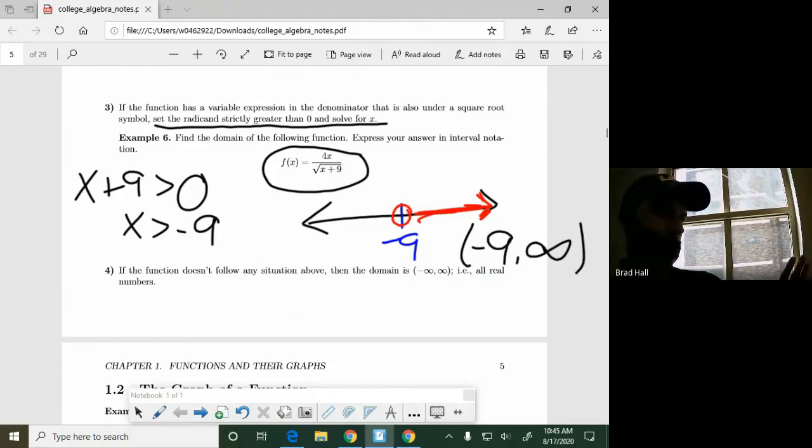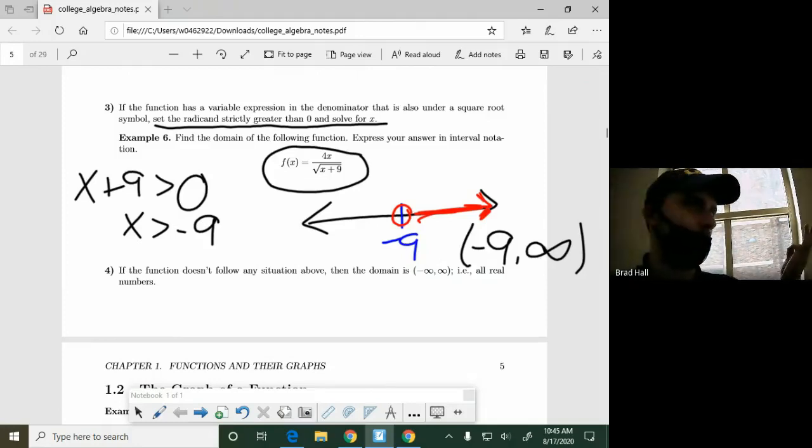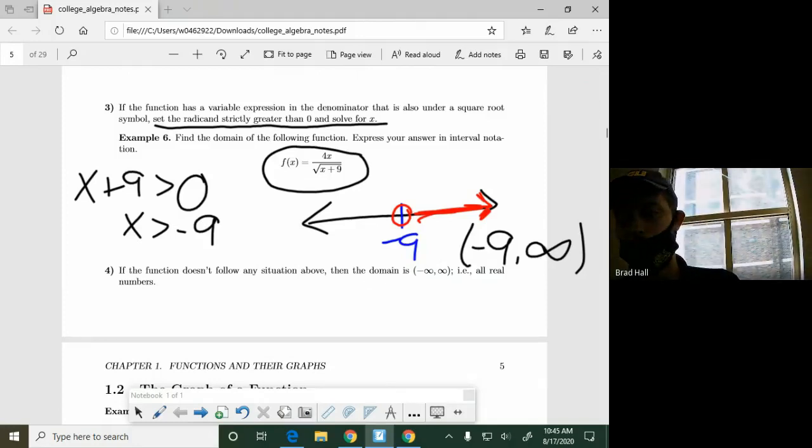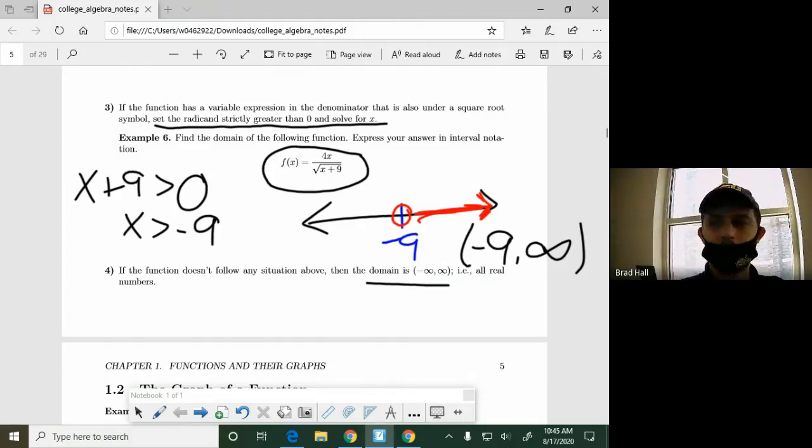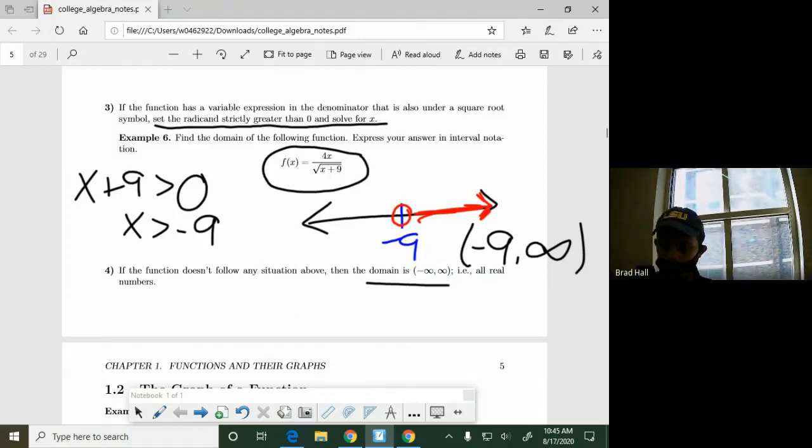The fourth condition just says if none of the previous three happen, then the domain's all real numbers. And you put exactly that. So it just tells you what to do if none of those three conditions are met. You just get the answer for free. And I'm all caught up, so I'm happy about that. That's all I have for today.